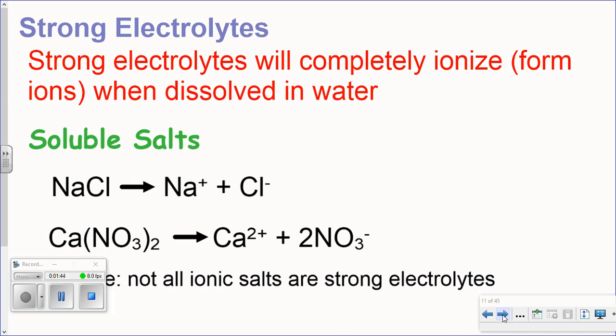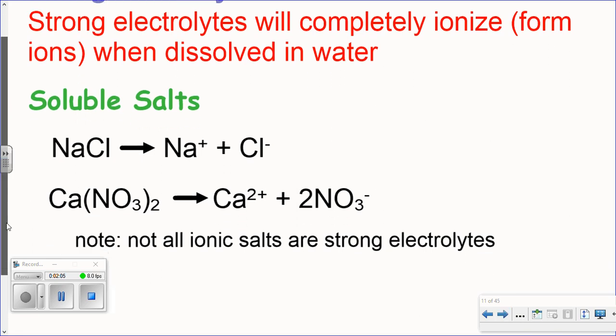Now, the important thing to remember is it doesn't matter how much dissolves. What matters in order to get a strong electrolyte is not how much dissolves, but that whatever quantity dissolves must all form ions. That's a strong electrolyte.